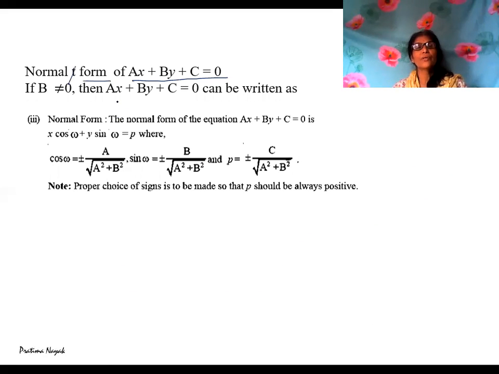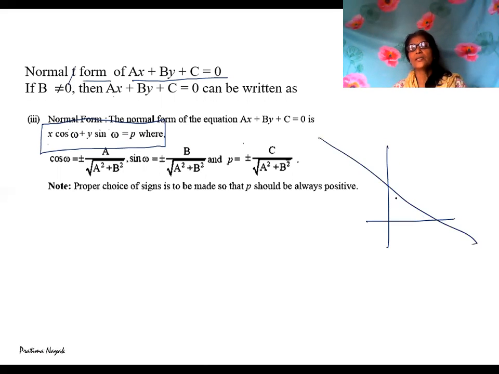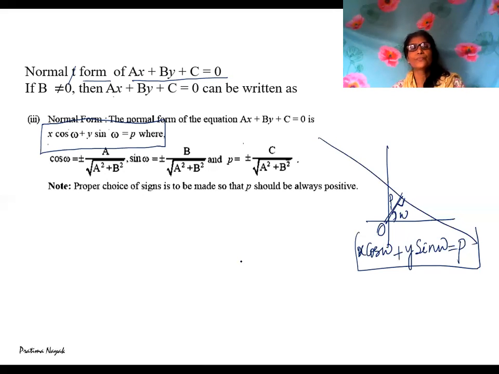If I want to convert the general form into normal form, you know that x cos omega plus y sine omega is equal to p, where the line is at a perpendicular length p from the origin, and the perpendicular makes an angle omega. So we write x cos omega plus y sine omega is equal to the length of the perpendicular, that is p. This is the equation in normal form.